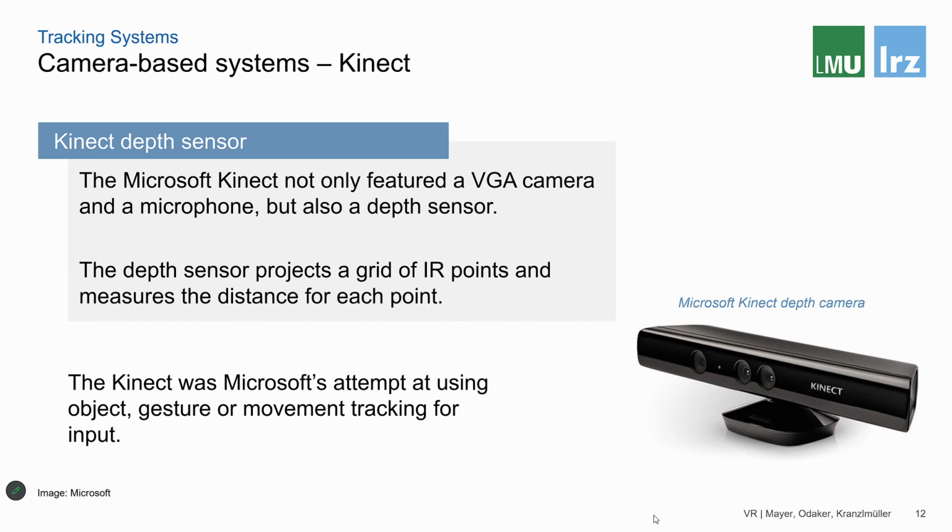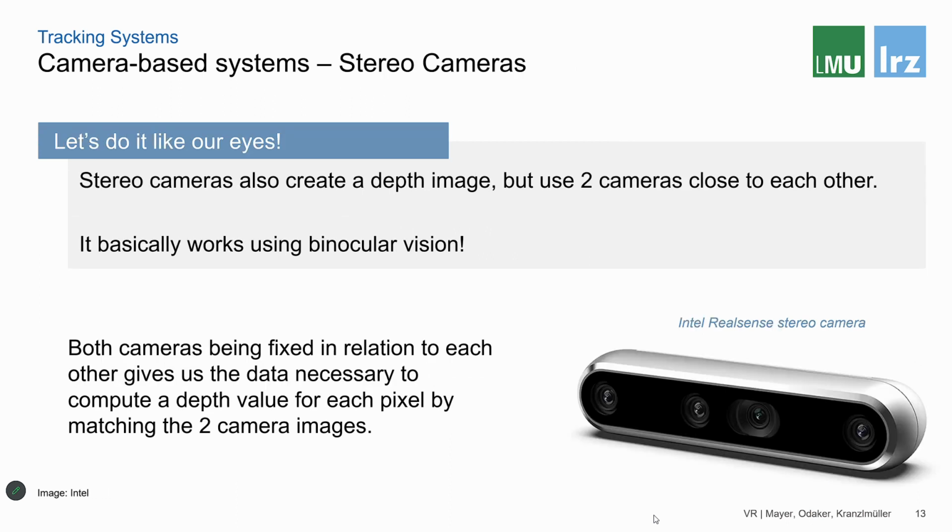Another way depth cameras work is camera-based systems, which use two cameras. Intel, for example, had a range of these. This is an image you see on the right. The RealSense brand is discontinued now. Intel stopped developing these, but the principle is available from a number of other manufacturers like ZED.